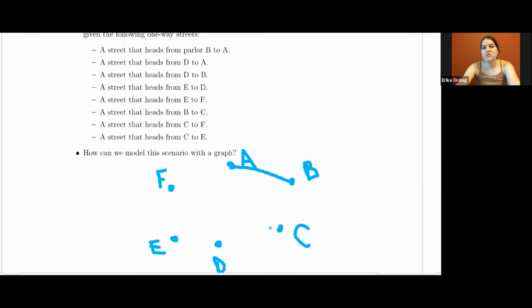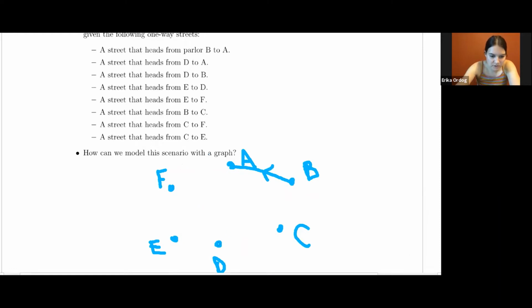But notice when I draw in this edge here, we're actually losing some information, because this is a one-way street. We can only go from parlor B to parlor A. We can't go from A to B. So how can we note on this graph that this is a one-way street? Well, we could just draw in an arrow, and we can do that for all of our one-way streets.